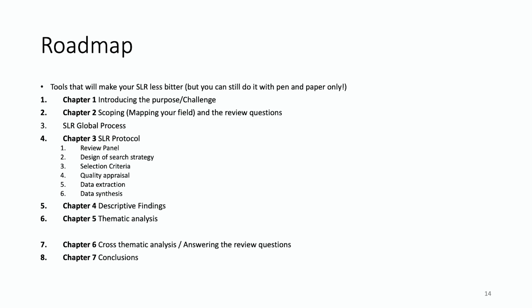Then after you have your protocol defined with all those elements, you have a section called descriptive findings, which is the statistics about the metadata and the studies. For example, you define how many studies per year, what are the journals that they came from, what are the different fields that they belong to, what are the methods they use. So you present statistics about those papers.